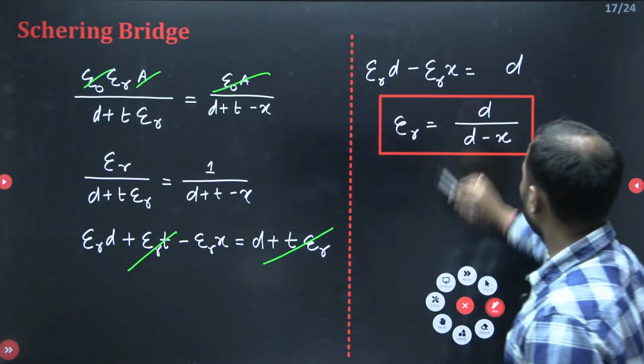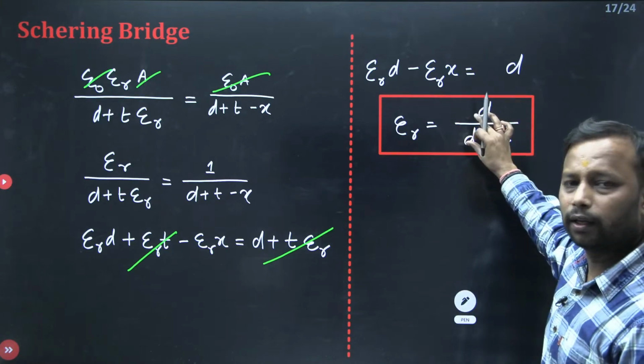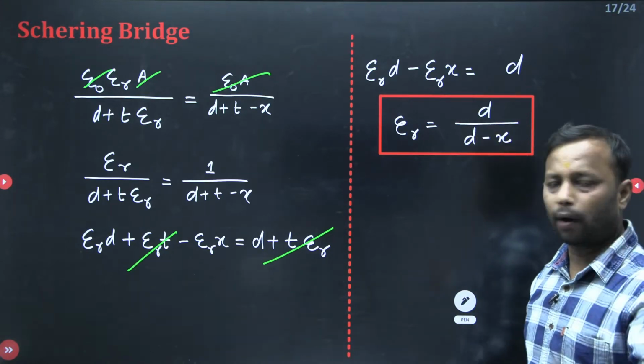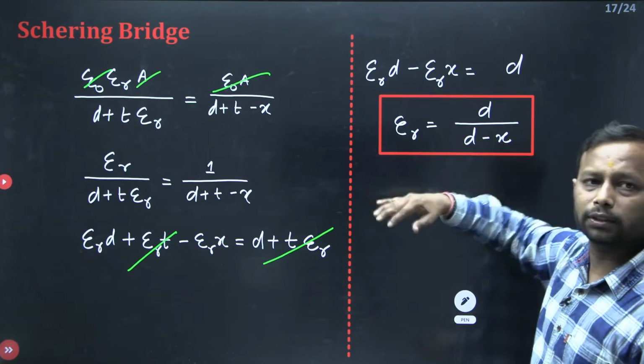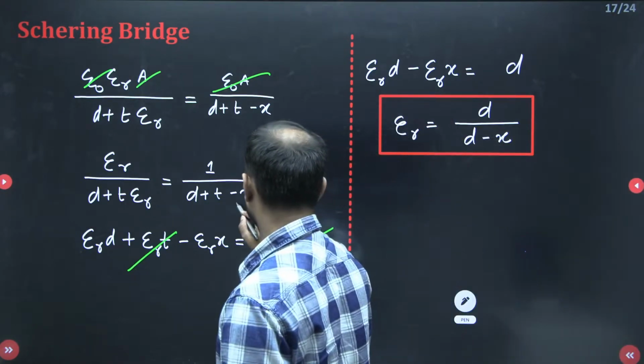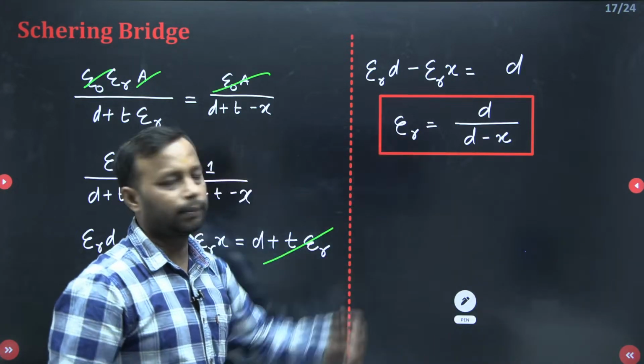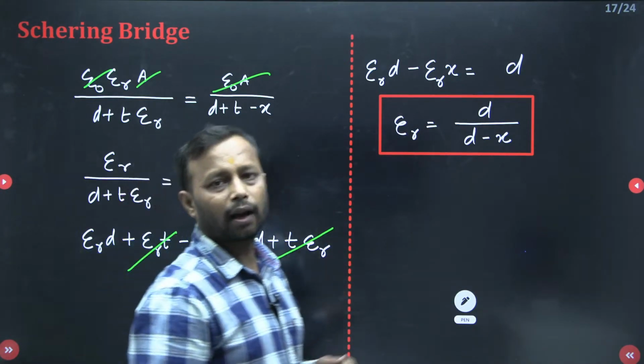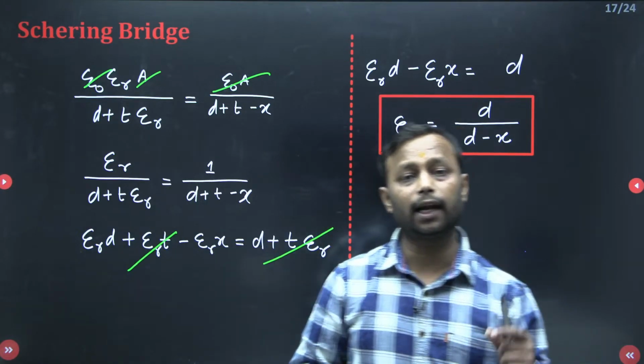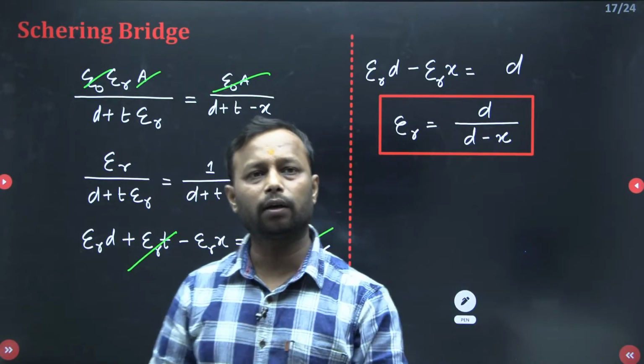So since I know all the quantities over here, I know D value, I know x value, by how much distance I have shifted the plate, and by taking the ratios, I am going to get the epsilon r. So in this manner, I can find the relative permittivity of any material.